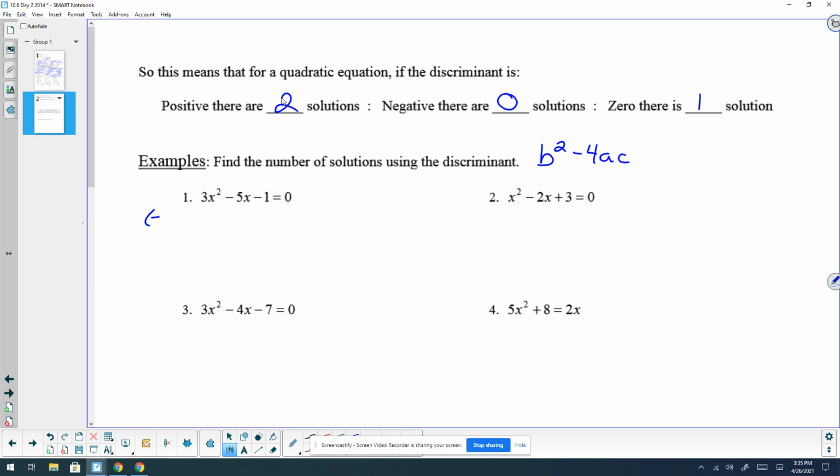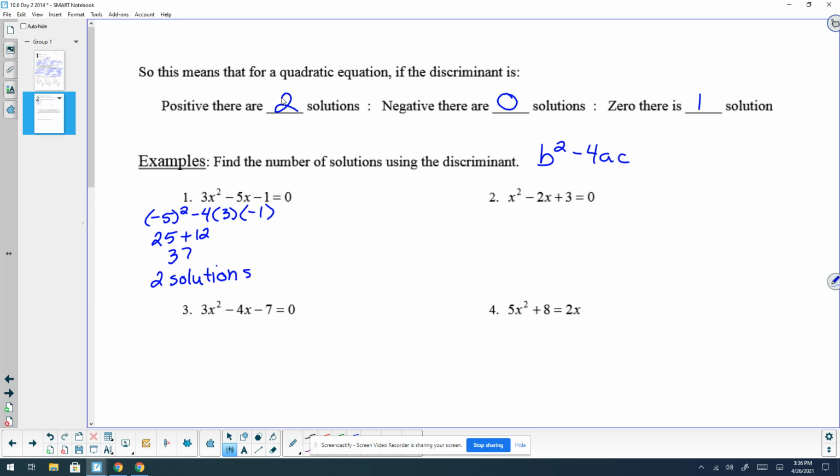So b is negative 5 in this case, so I take negative 5 squared minus 4 times a, which is 3, times negative 1, or times my c, which is negative 1. This tells me that I have 25. Negative 4 times 3 is negative 12, times negative 1 is positive 12. So that means my discriminant would have been 37, which is 2 solutions.